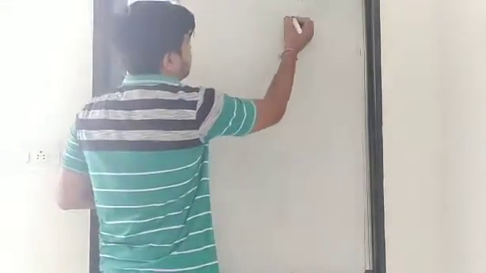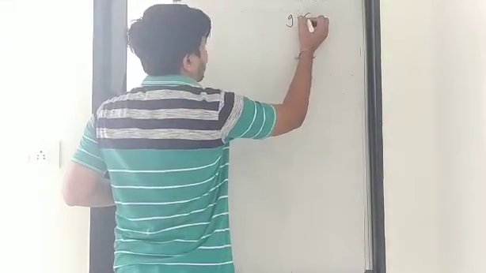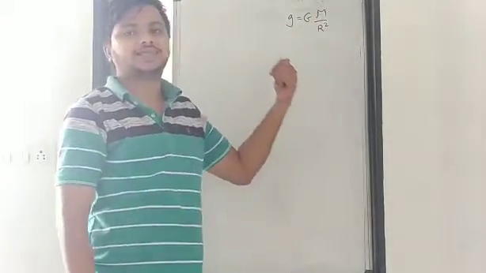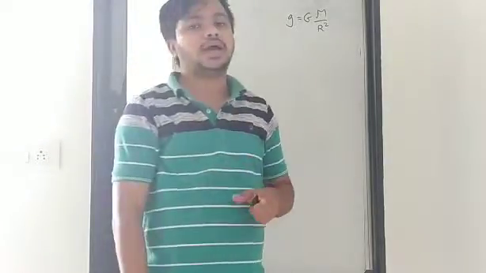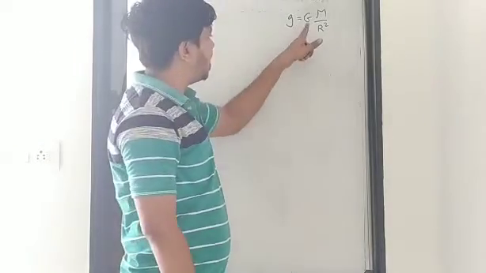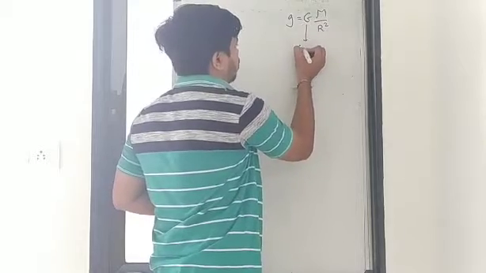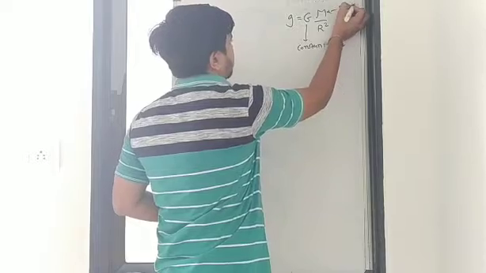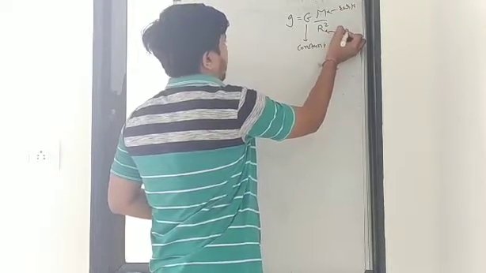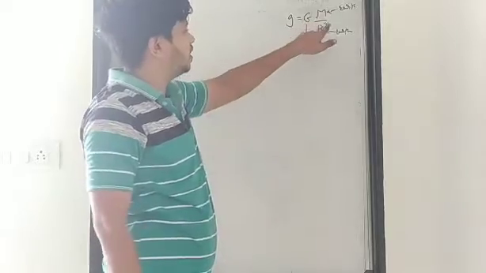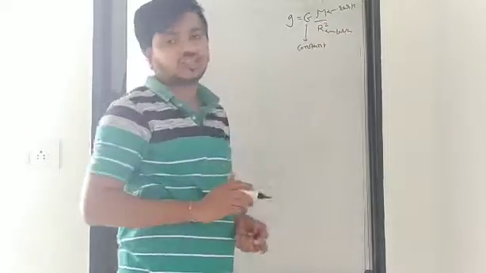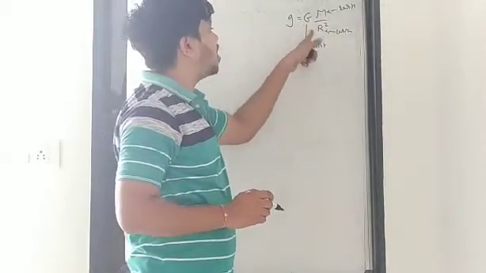Which are the equations? First of all, g is equal to GM by R square. It is the equation for the gravitational acceleration. Generally, you know that the gravitational acceleration depends on the gravitational constant G, the mass of Earth M, and the radius of Earth R. The mass and the radius of Earth never change, so all the values are constant.